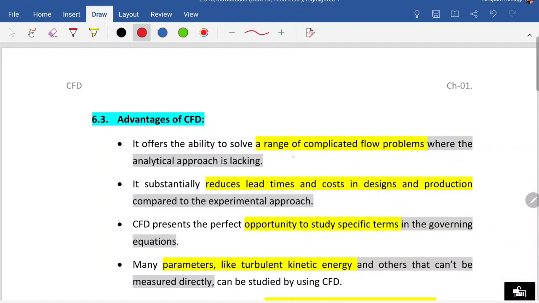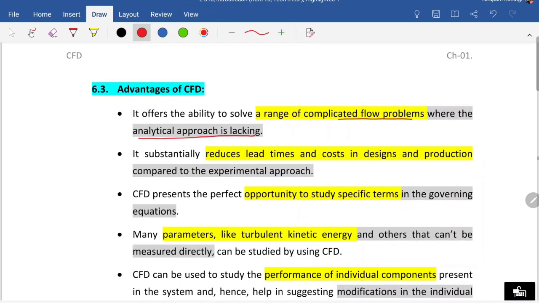It offers the ability to solve a range of complicated flow problems where the analytical approach is lacking. So wherever you find that the analytical approach cannot be applied, you are using CFD. And CFD reduces lead times and cost in design and production. Now you can do calculations fast, you can get results very fast. As a result, your design time and production time come down. Okay?